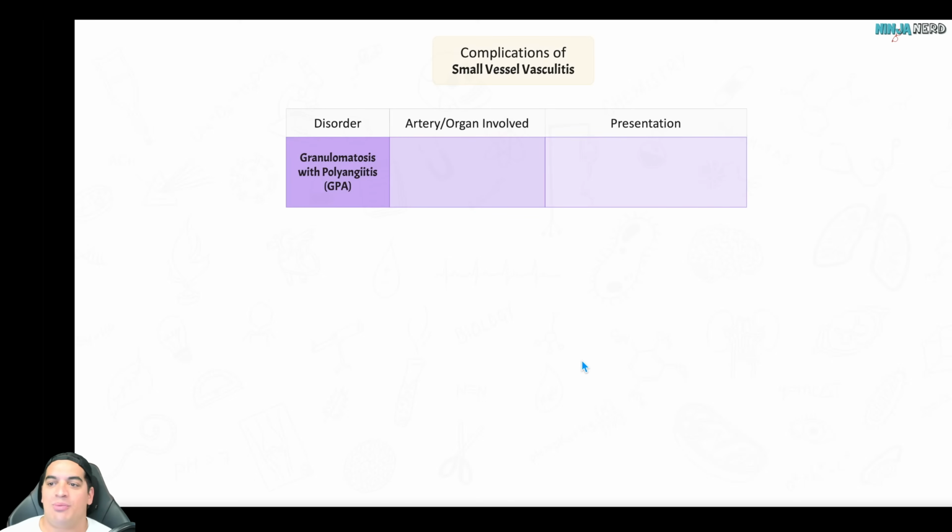We now move into small vessel vasculitis. Now, what are the big complications that we need to be considerate of in small vessel vasculitis? The first one is going to be granulomatosis with polyangiitis. Now, granulomatosis with polyangiitis can affect a lot of different organs, but it's important to remember one big difference that helps you to separate and remember GPA from EGPA and MPA. So how do I do that?